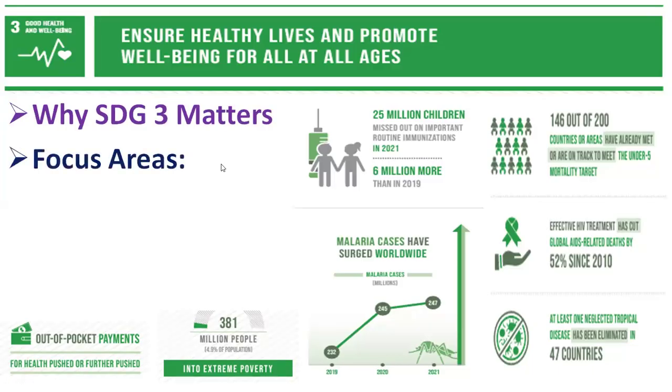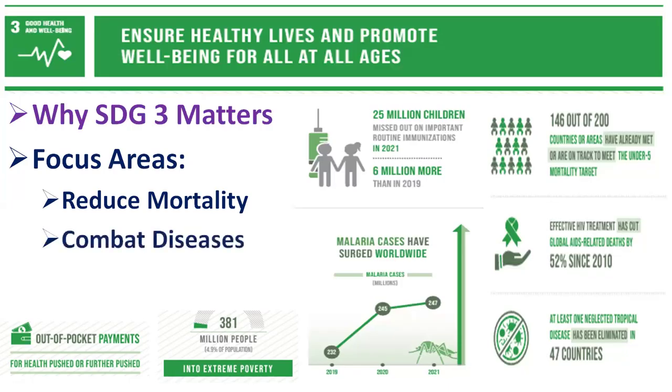Two key focus areas, basically, are to reduce mortality rates: lower maternal, neonatal, and child mortality rates through improved healthcare and nutrition; reduce premature deaths from non-communicable diseases such as heart disease, diabetes, and cancer; address road traffic accidents and violence-related deaths; combat epidemics of communicable diseases like HIV/AIDS, tuberculosis, malaria, and neglected tropical diseases; and strengthen response mechanisms for emerging global health threats, including pandemics.